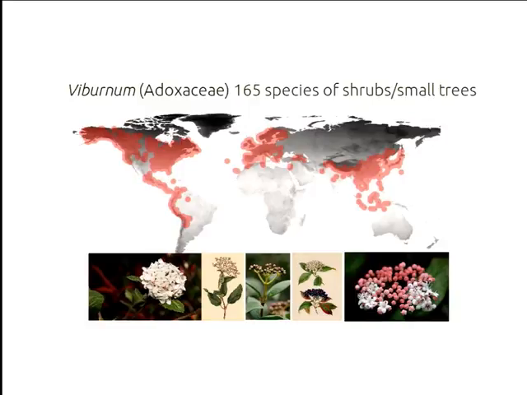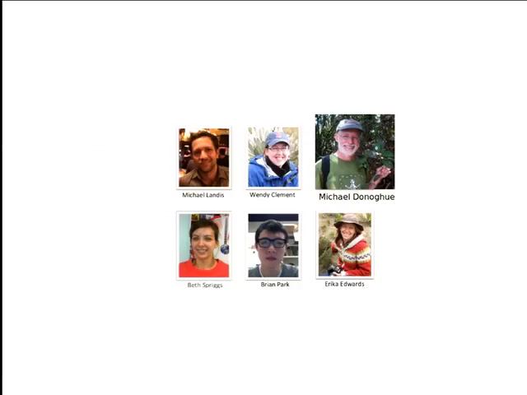So this is working on a group called Viburnum, which is a widespread group of about 165 species of shrubs and small trees. In the lab where I'm in now, in Michael Donoghue's lab, there's been decades of work on this clade. And so it's really well known from a huge number of perspectives and has been a model for the application of phylogenetic comparative methods. And we're increasingly getting really close to having a really great phylogenetic understanding of this group.